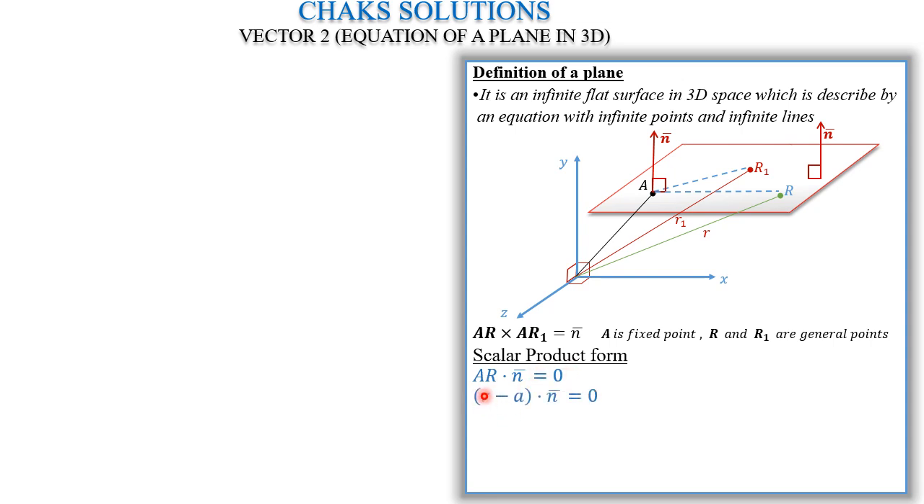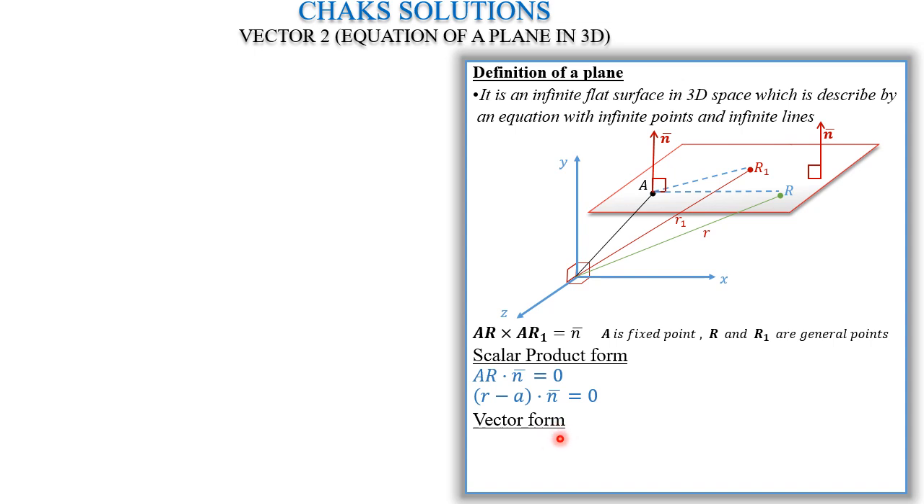But what do we know? We know that AR is r minus a, dot what? The normal vector should be equal to 0. So this one is now the scalar product form. Alright. Then we have the vector form.